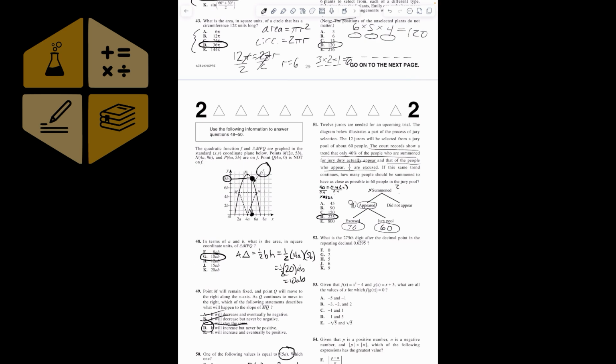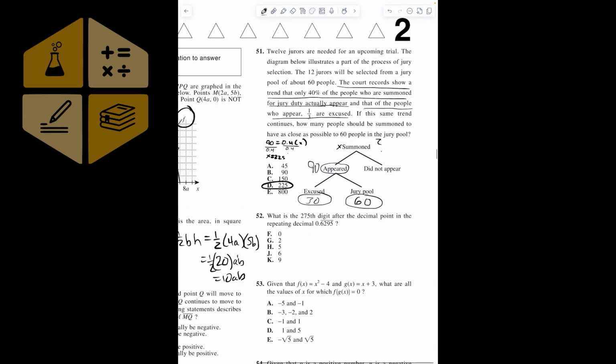Number 52. What is the 275th digit after the decimal point in the repeating decimal 0.6295 repeating? So this is a classic ACT question. They can ask in lots of different ways. Sometimes they'll say something like, what is the 340th digit after the decimal point in the repeating decimal of the fraction 3/11ths? I made that up. But the moral of the story is you've got some repeating pattern of decimals. How do you figure out the 275th digit? It's not as hard as it might seem. You don't have to write this out, obviously, to the 275th digit. That would be a waste of time.